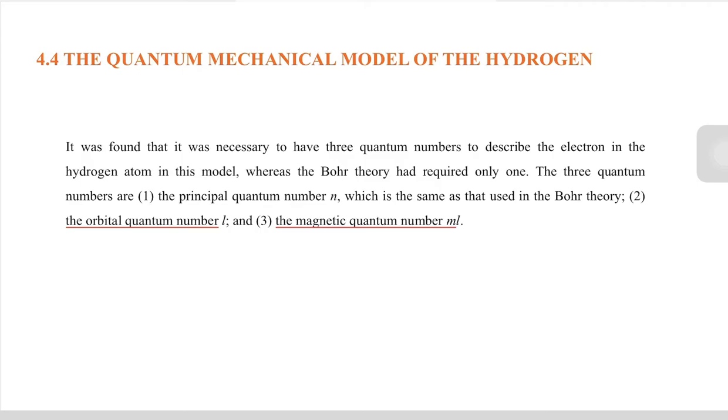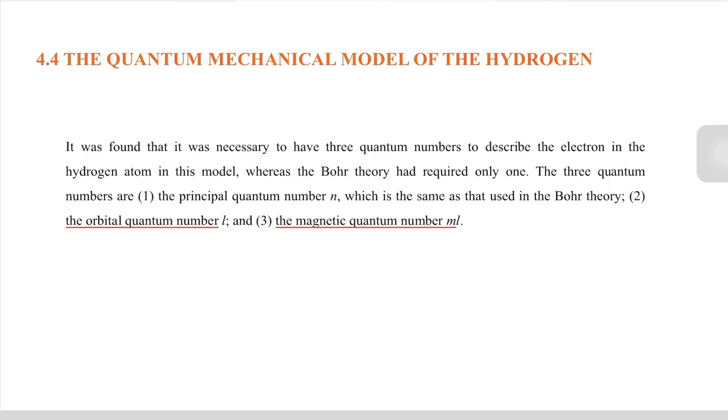In fact, the Schrödinger wave equation is to quantum mechanics what Newton's second law is to classical mechanics. And Newton's second law can be derived as a special case of the Schrödinger wave equation. The solution of the wave equation is a wave function psi. For the quantum mechanical model of the hydrogen atom, the Schrödinger wave equation is applied to the hydrogen atom.